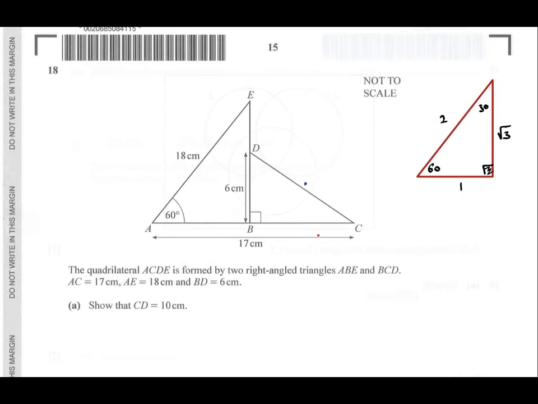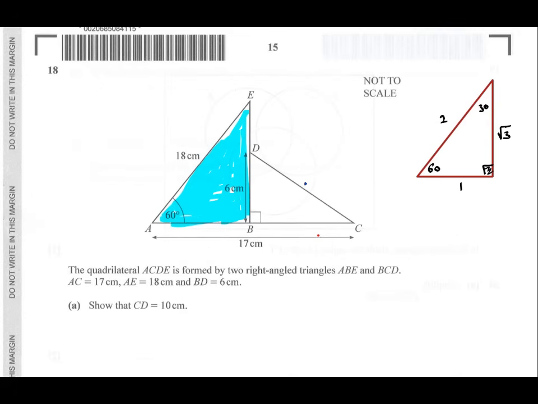The special triangle needs only one side to find the rest of the sides, unlike the rest of the right angled triangles, because you need 2 sides to find the third. But in special triangles, you need only one side. As you can see, the first triangle here is a special triangle, a right angled triangle with one side given, 18 centimeter, but with 60 degree.